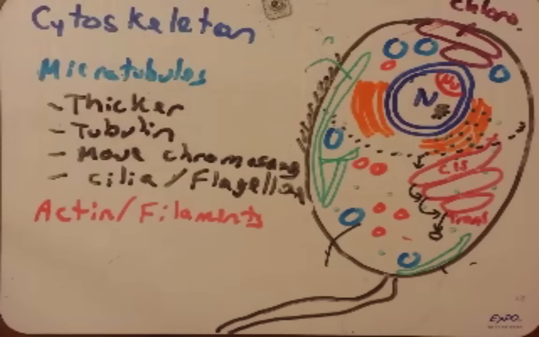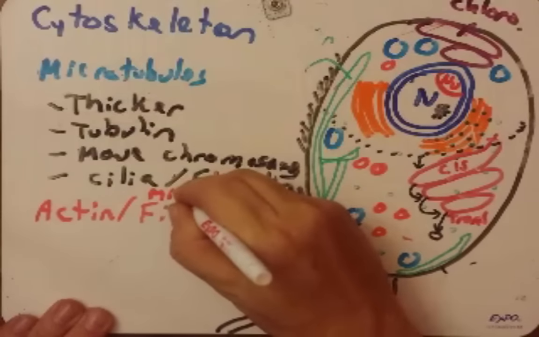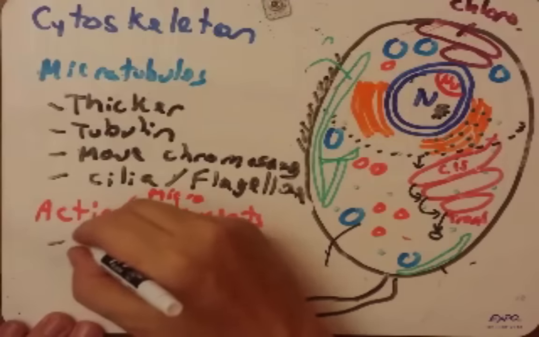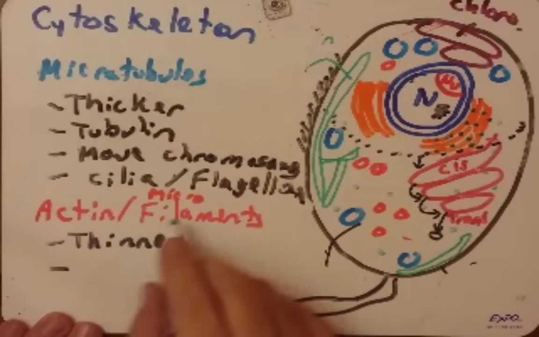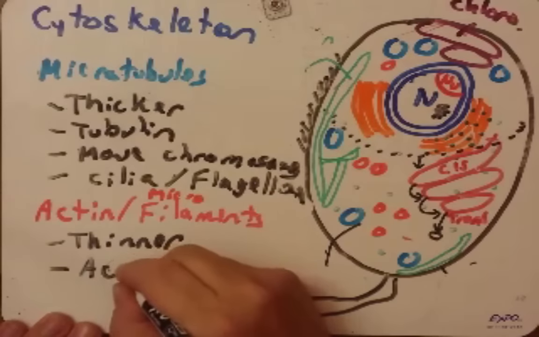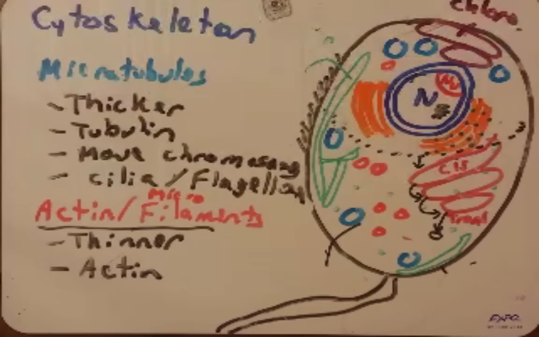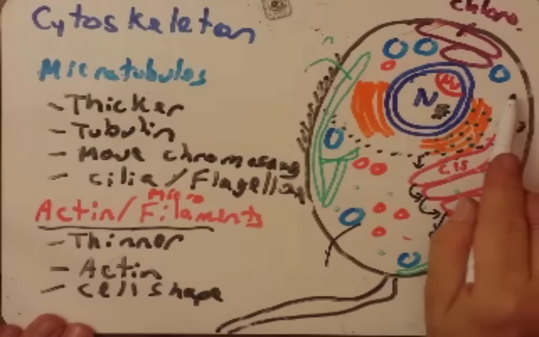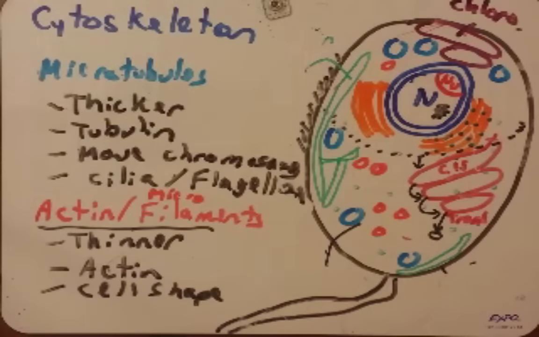Alright, actin or filaments, actually better to call them microfilaments. So actin or microfilaments, these are thinner. Like microtubules are made up of tubulin, microfilaments are made up of this protein called actin, and that's why sometimes we call them actin filaments. They're very important in maintaining cell shape, so you may see a network of actin cytoskeleton across the cell to help maintain that proper shape.